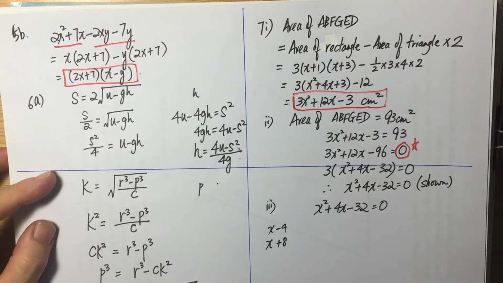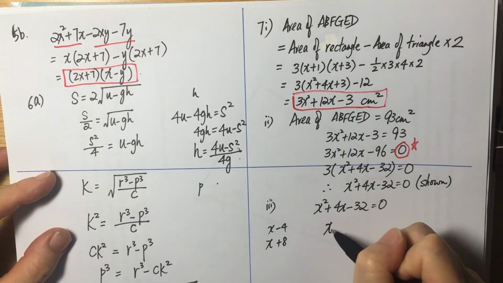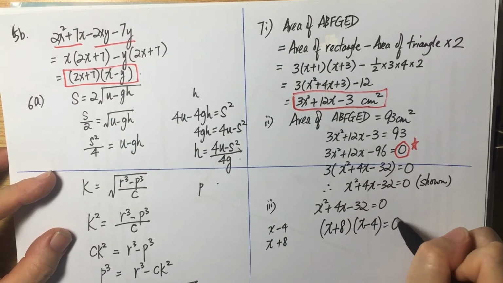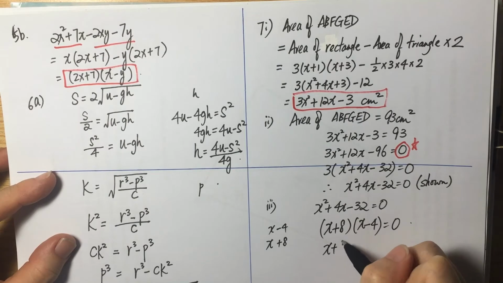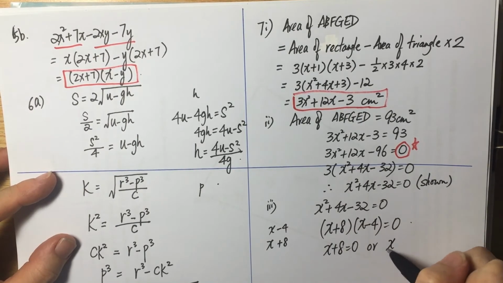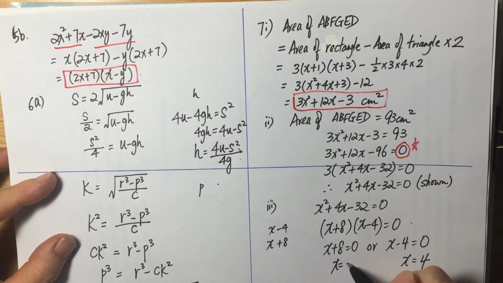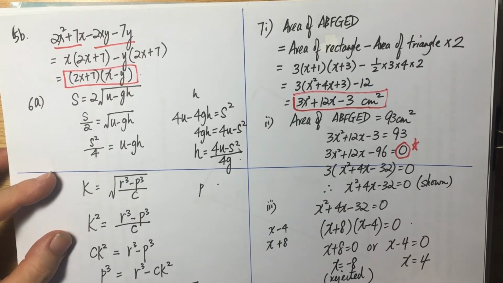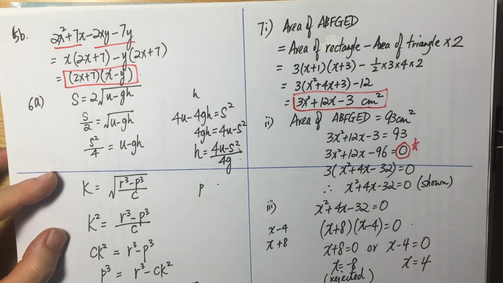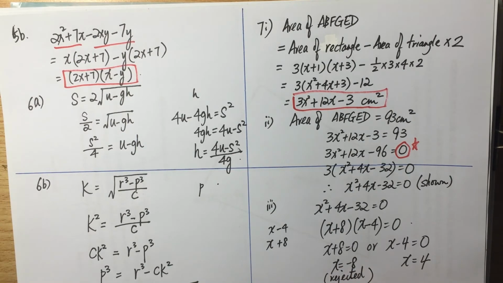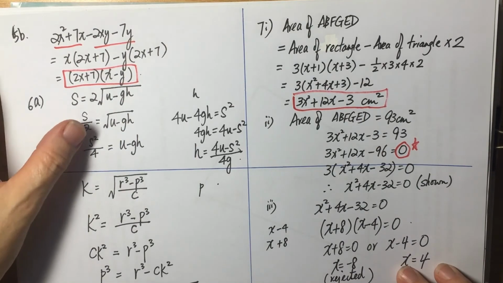To solve this equation, again, we're going to use the cross method. x plus 8 times x minus 4 equals 0. So x plus 8 is 0, or x minus 4 is 0. So x is 4 or x is negative 8. This has to be rejected because you can see from the diagram, x plus 3. If x is negative 8, plus 3, that will be negative 5. A length cannot be negative 5 units, so it has to be rejected.